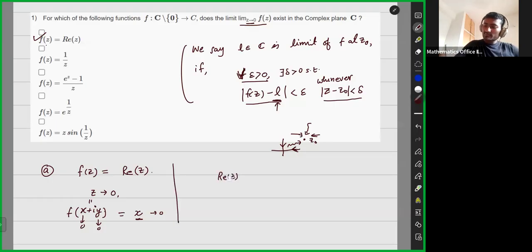The real part of z, this is a real number, its modulus is less than mod z. And epsilon equal to delta will work, right?